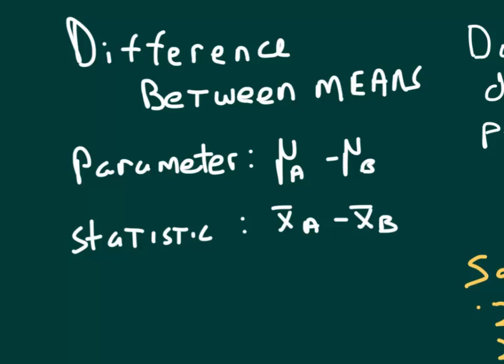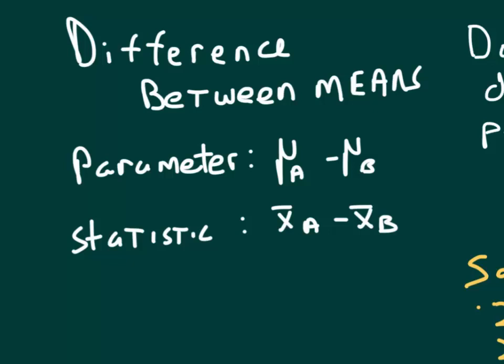While I'm at this point, let me make sure you can distinguish between this problem and the matched pairs test. This is two separate groups. A and B might be male and female. A and B might be one group of people who received training, and B would be another group of people who did not receive the training. So it's two separate groups.